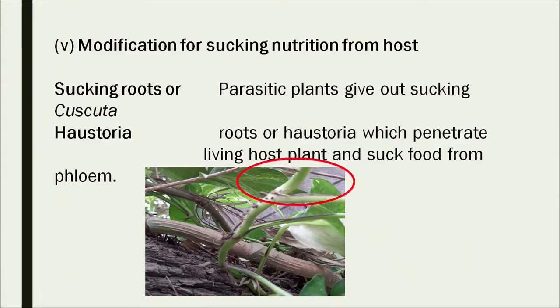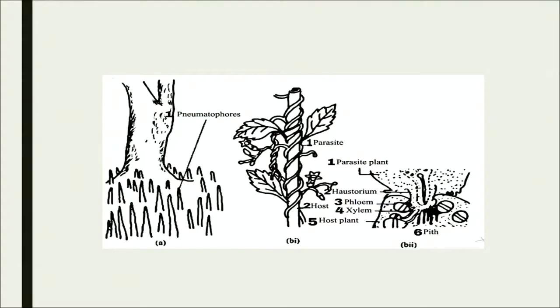These are the haustoria. Haustoria perform the function of sucking nutrition from the host plant. And these haustoria are present in Cuscuta and certain varieties of Ipomoea, and also in money plant, commonly known as money plant. So then these are another few pictures. First, A is the picture of pneumatophores, which are the respiratory or the breathing roots. Then next is Cuscuta, which is a plant surviving on other plants for its nutrition.